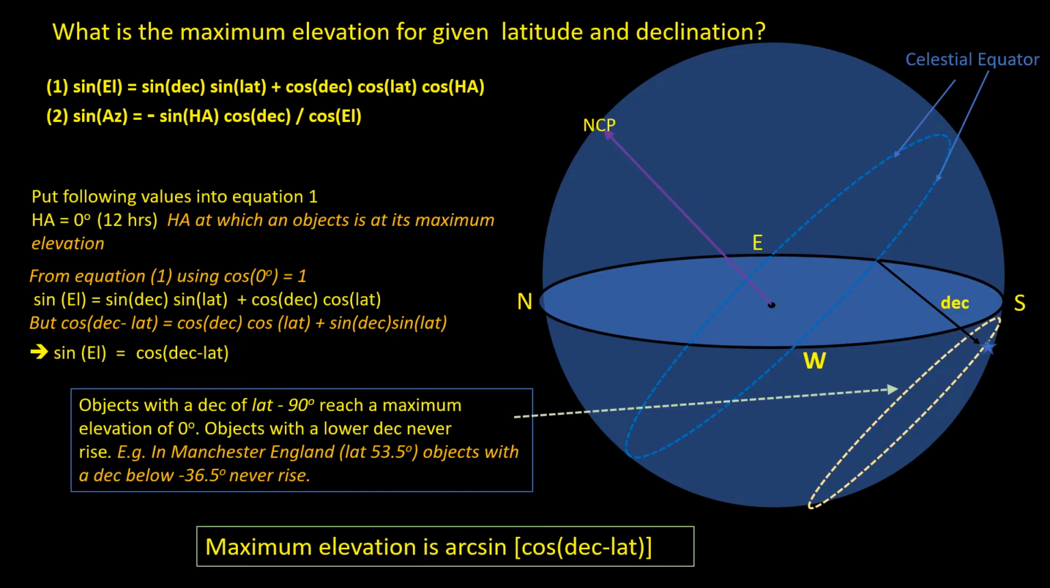Interestingly, objects with a declination of the latitude minus 90 degrees reach a maximum elevation of 0, so they just touch the horizon. Objects with a lower declination than this will never rise. So for Manchester, England, which has latitude 53.5 degrees, any object with a declination below 36.5 degrees south will never rise above the horizon.